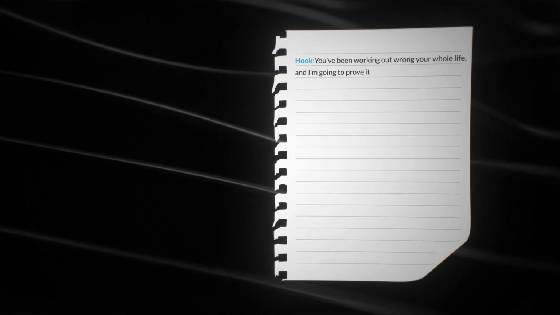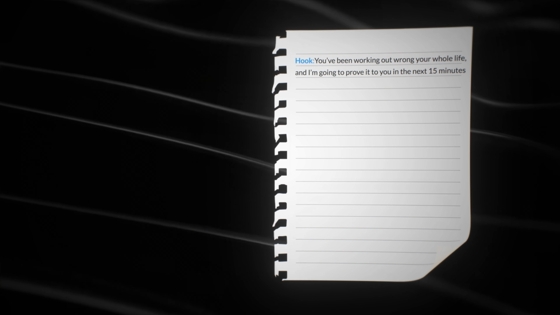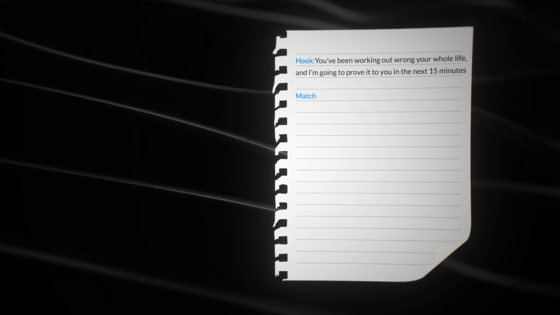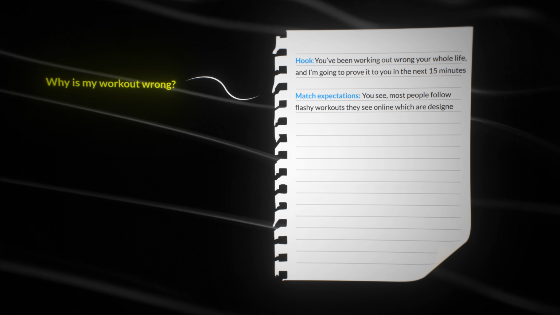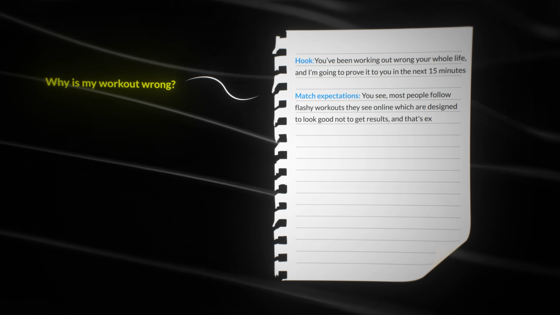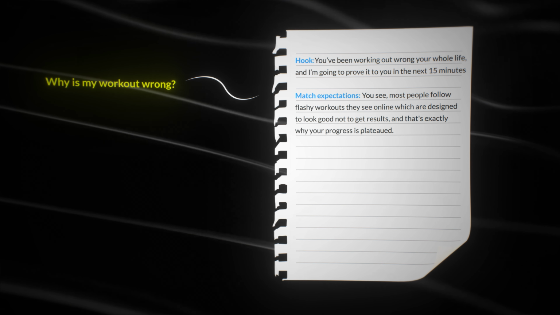So we start off with the hook, which would be something like, you've been working out wrong your whole life, and I'm going to prove it to you in the next 15 minutes. Then we just add context from the 3 questions that we came up with earlier. You see, most people follow flashy workouts they see online, which are designed to look good, not to get results. And that's exactly why your progress has plateaued.